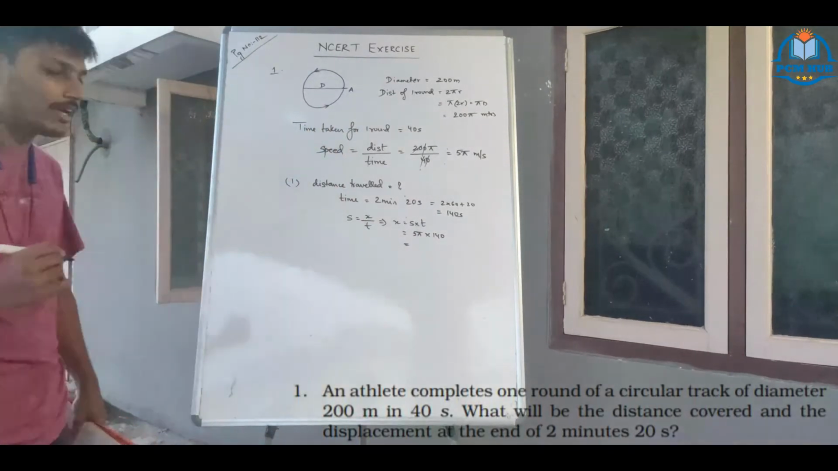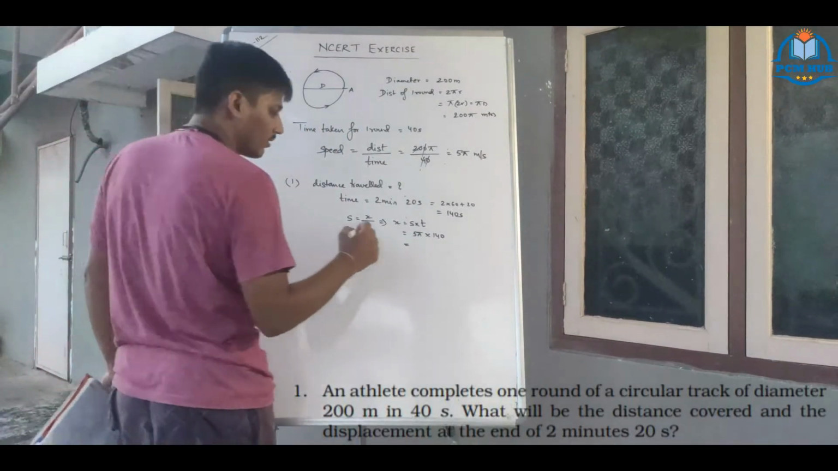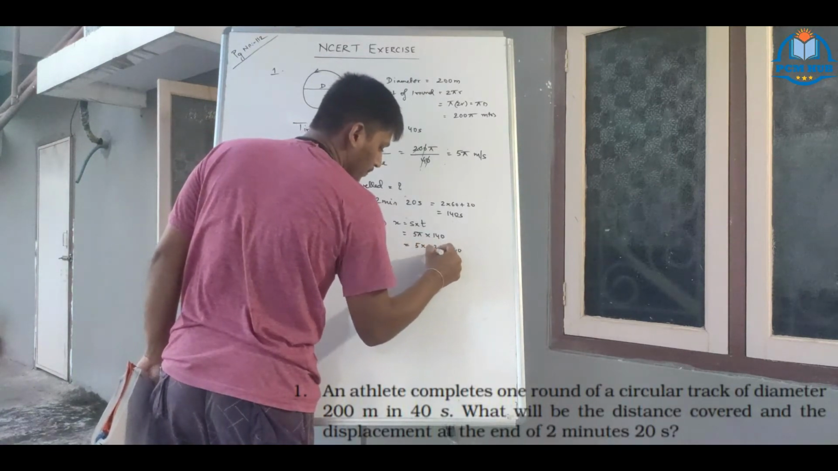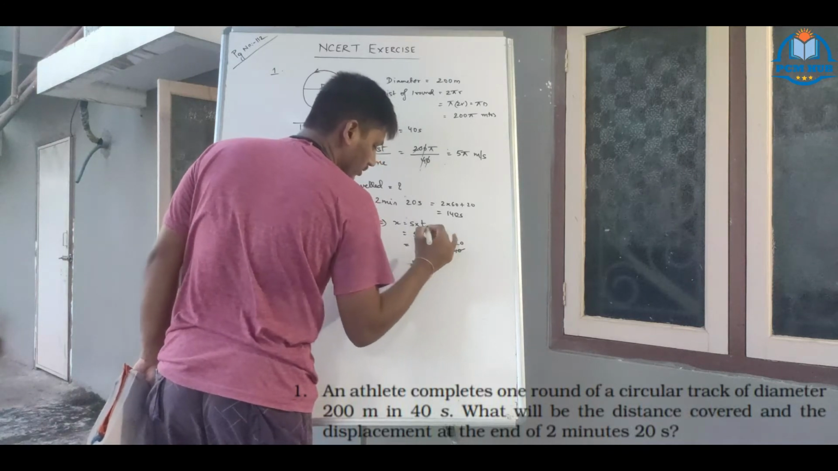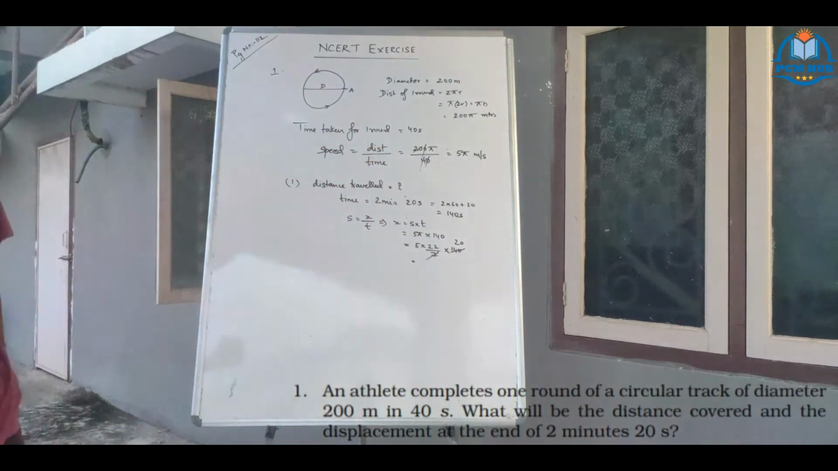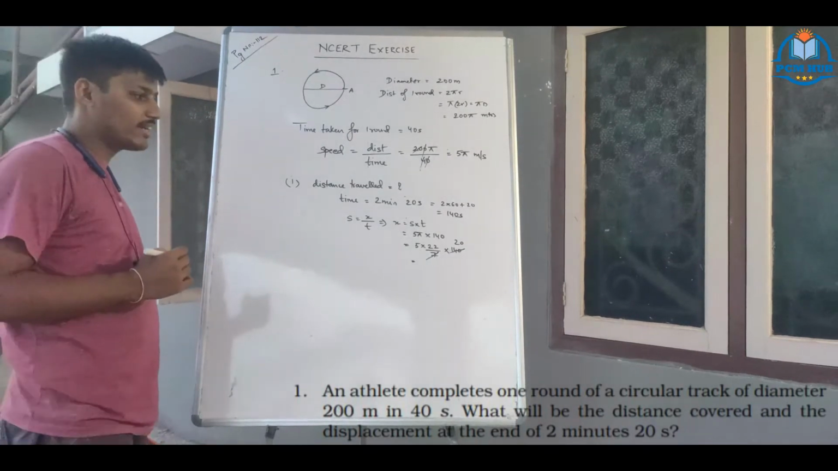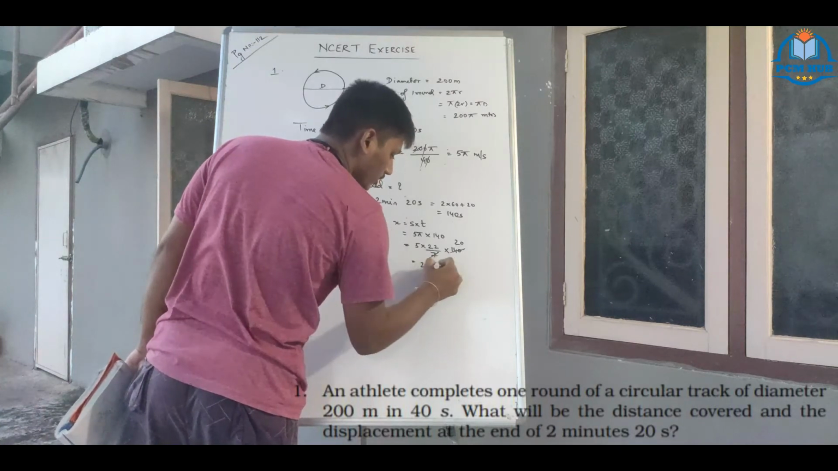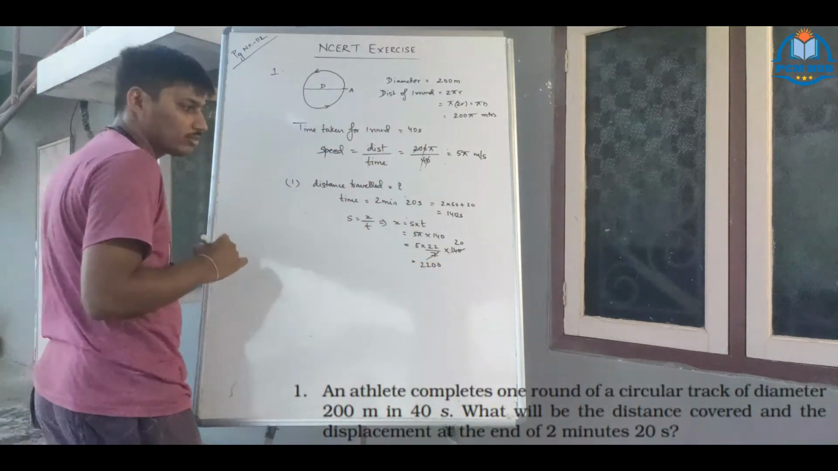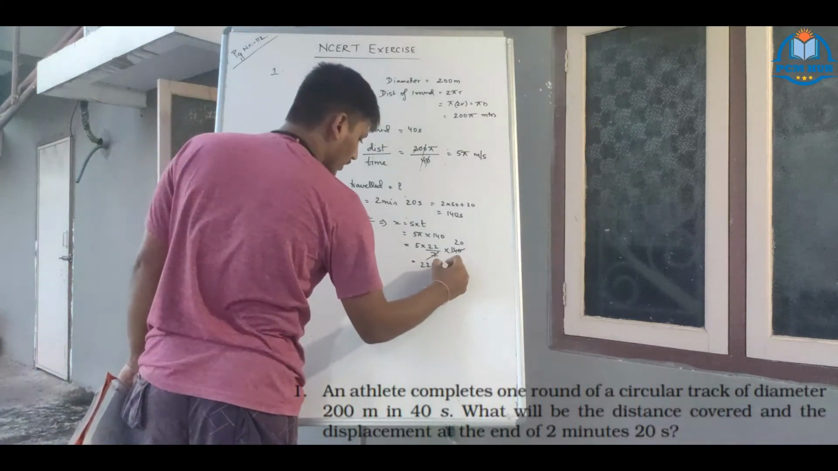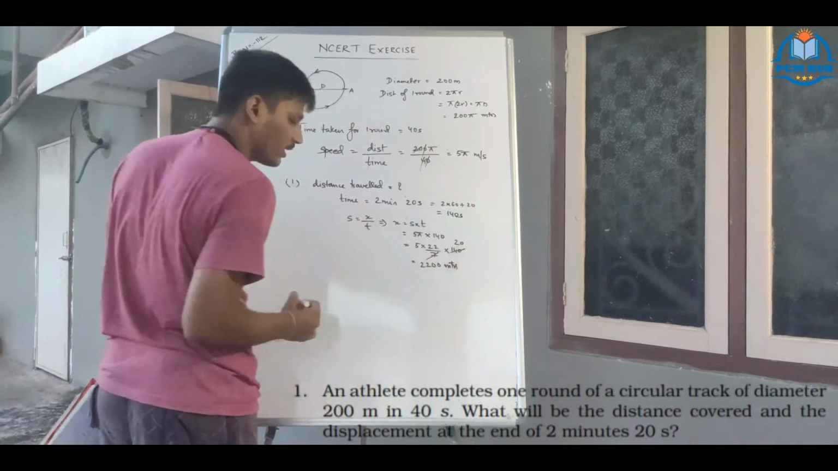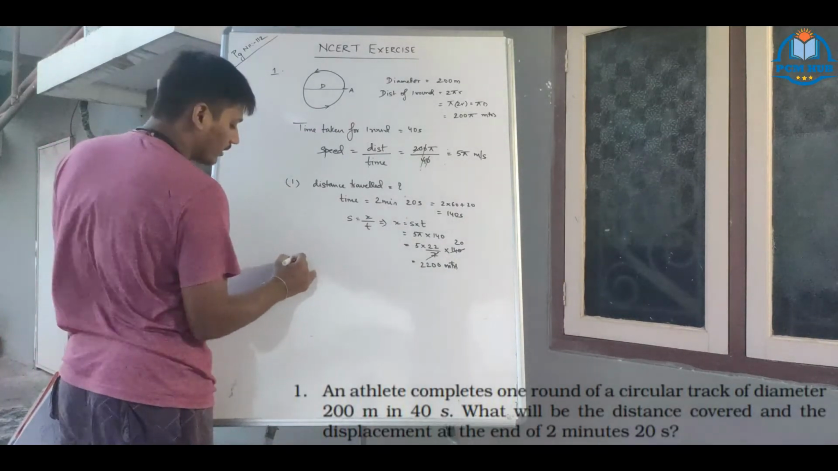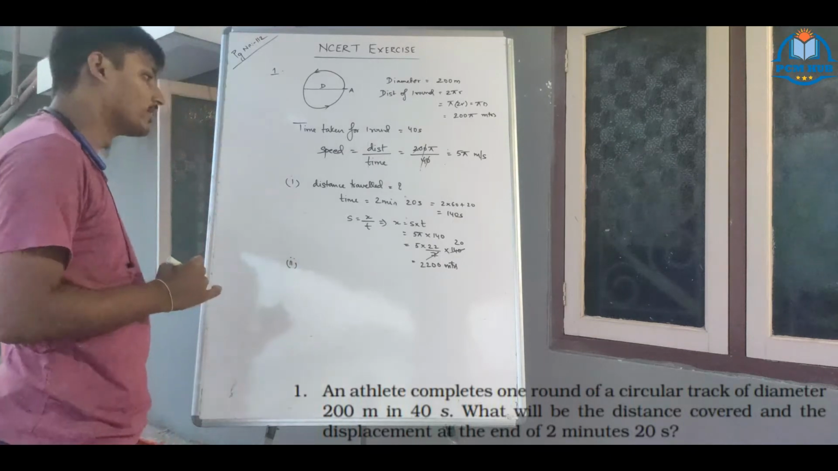140 into 5, how much? Or you can leave it like this. Now you will do expansion. 5 into 22 by 7 into 140, pi being 22 by 7. 7 ones are 7, 7 twos are 14, so 20. So 22 into 5, how much? 110. 110 into 20 gives 2200. So it is equal to 2200 meters. This is the distance travelled by the body in the circular path in 2 minutes 20 seconds.